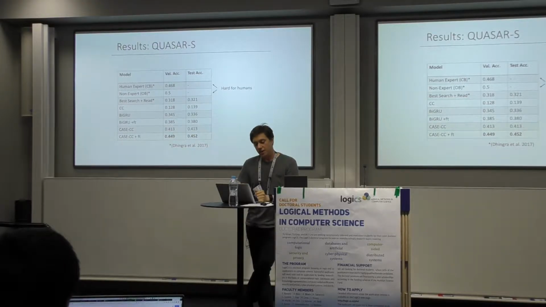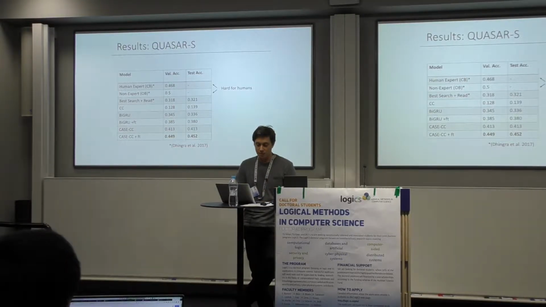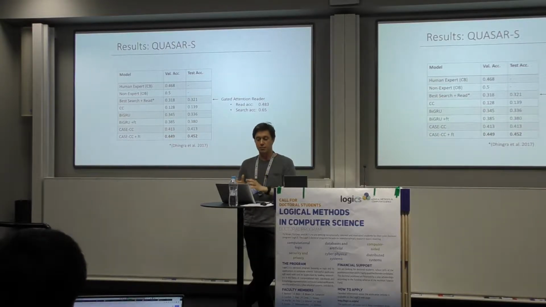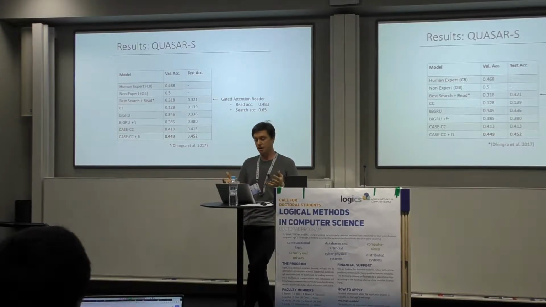So as I said, this is a task hard for humans. The gated attention reader, which was the best search and read method, has trouble because it both has to read accurately and extract the answer from the document, as well as search accurately and return documents that can contain the answer. And those two things are kind of in opposition, because if you have better search recall, then the reader accuracy is going to go down. So getting that trade-off right is hard.